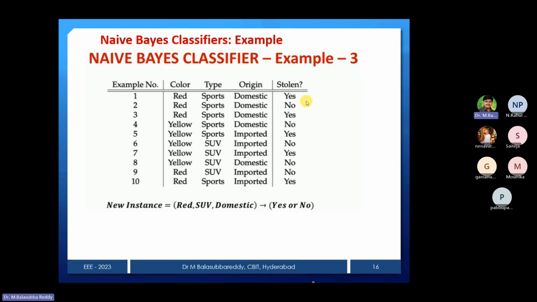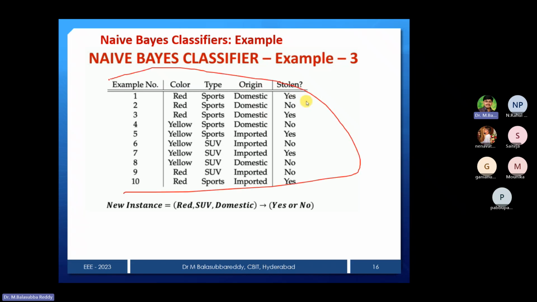Now see this. Color is red, type is sports car, origin is domestic, then stolen is yes, meaning the output label. And color is red, type is SUV, origin is imported, then stolen is no. Like that, we have 10 instances.